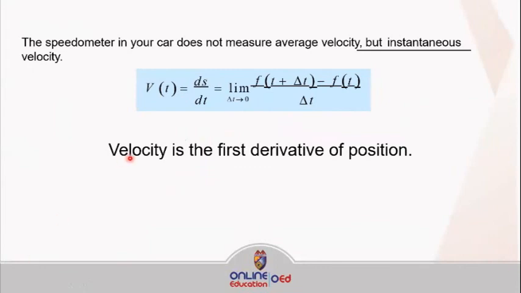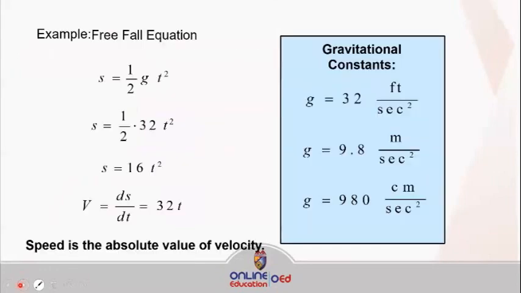Okay, for this one, the speedometer in your car does not measure the average velocity, but the instantaneous velocity. For the instantaneous velocity, we use the first derivative, which is why we have ds over dt. And we also have the given limit, with a formula almost similar to the one for the long method of derivation.